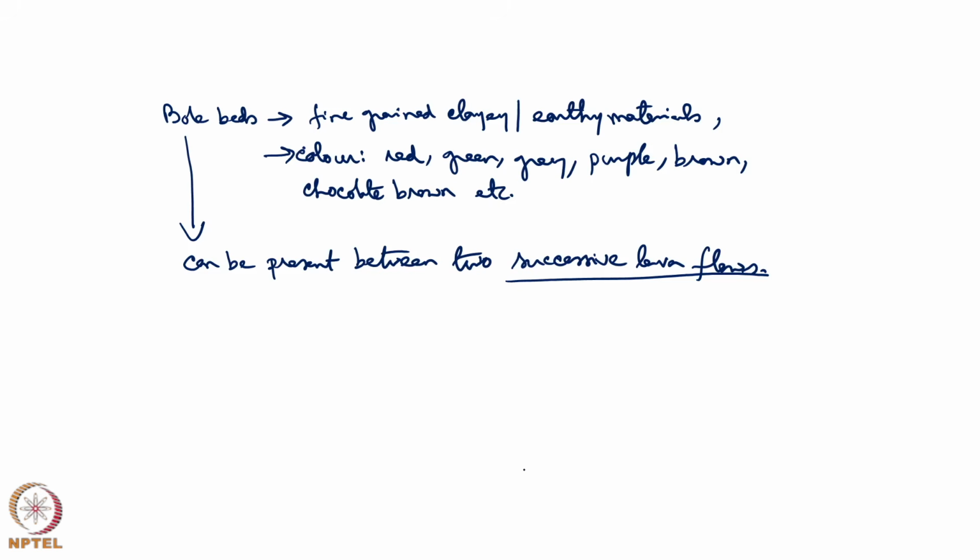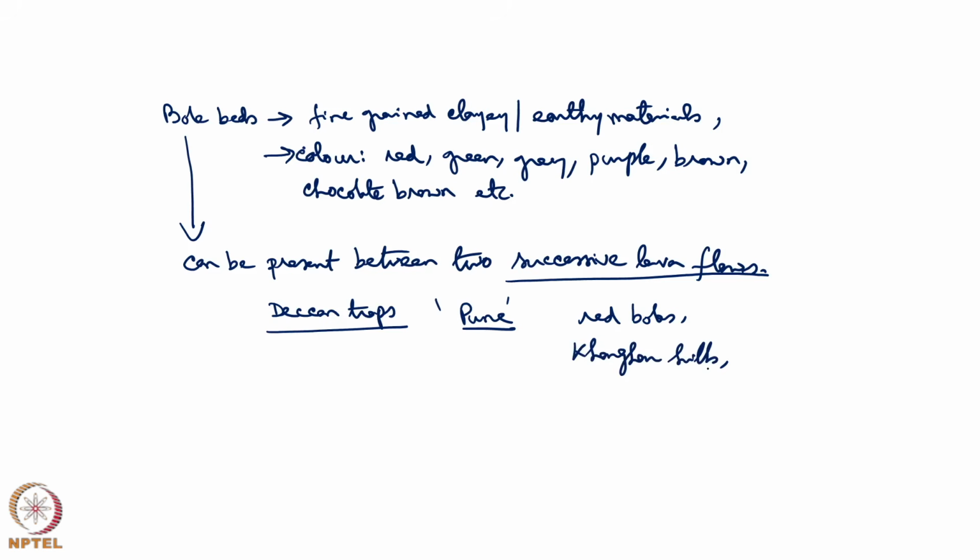Now, where do we get bole bed? In Deccan Trap, giving an Indian example, we find the bole beds. If you go to Pune city, at places you can find, even inside the city, wherever the exposures of Deccan Trap rocks are there, very thick layers of red boles. In Mumbai, there are many places where thin layers of bole beds can be seen, such as if one goes to the Kharghar hills, bole beds of different colors can be found.